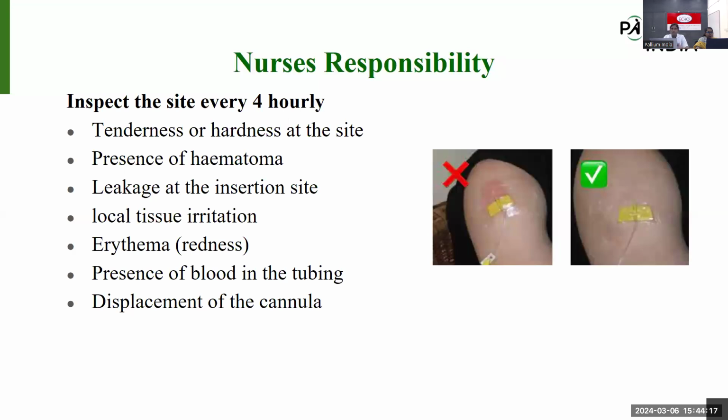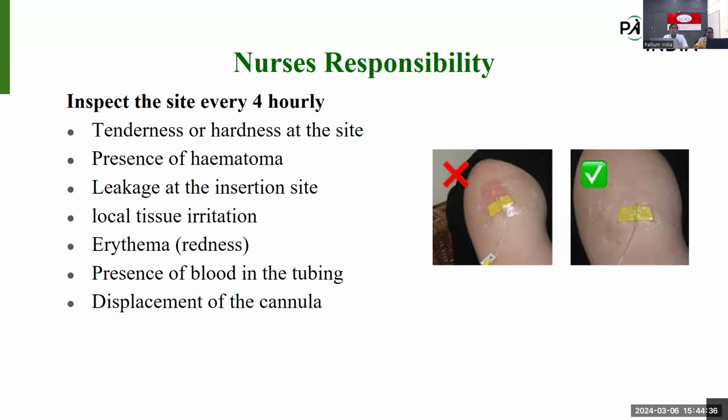If there is any tenderness or hardness at the site, then presence of hematoma. We should inspect the site for any presence of hematoma. Then leakage at the insertion site. We already said the leakage is mainly due to the increased flow rate. So we should inspect the area for any leakage.